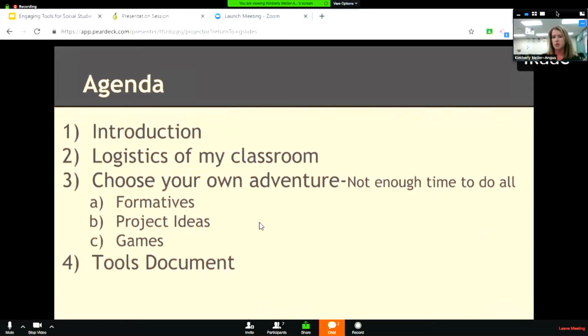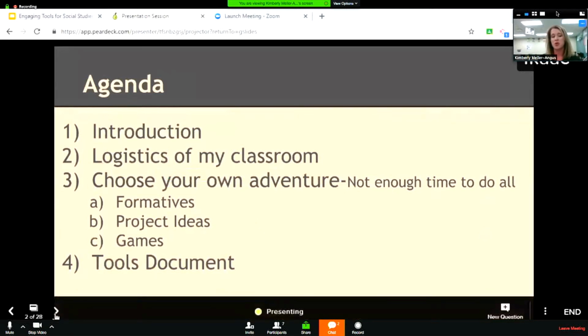Today is kind of a choose your own adventure. There's not enough time for me to show you every way I do a formative, every project idea, every game. But at the very end, there's a tools document. I've tried to link projects, rubrics, really helpful links that you guys can go through and look at this afternoon. Also, with me going so quick, I'm going to show you, but I'm not going to be able to walk you through all the different steps, which again will be great this afternoon so you can work on something that you really find interesting.